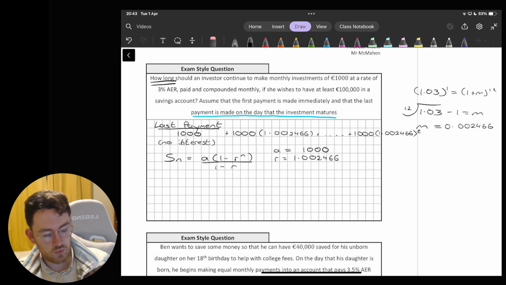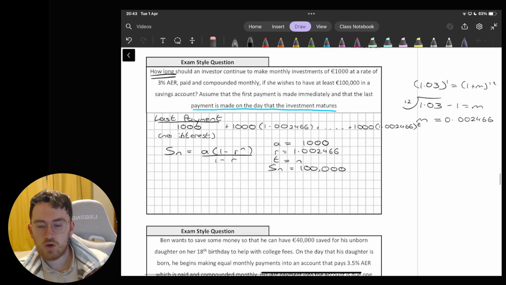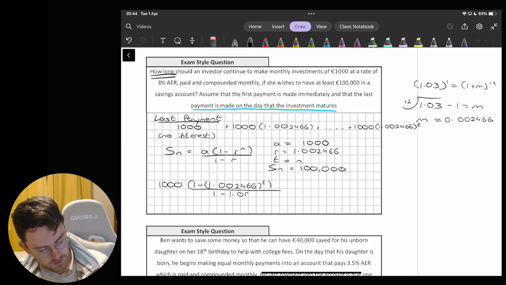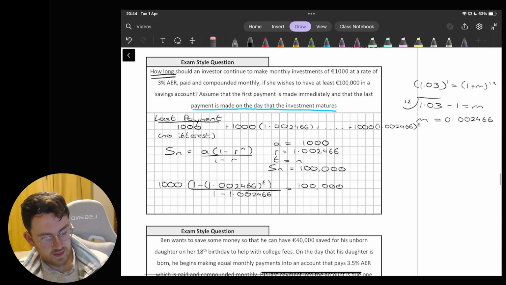That makes A be 1,000, and of course then T is this n value, or n is T. It's the unknown value, the thing that I'm trying to work out, but I know that I want the sum to be 100,000, or at the very least 100,000. So let's try and work this out here. So 1,000 times 1 minus 1.002466 to the power of T, all over 1 minus 1.002466, and that should be equal to 100,000.